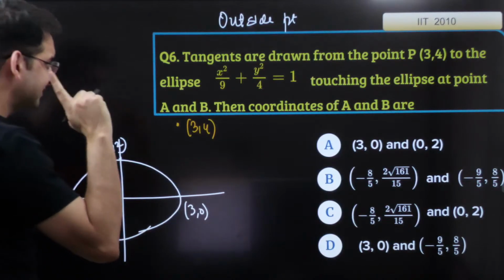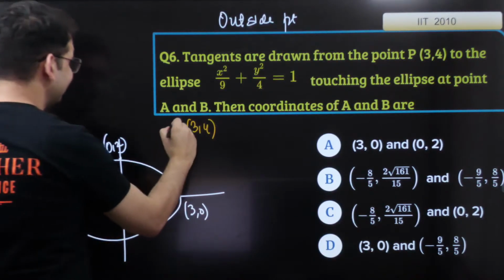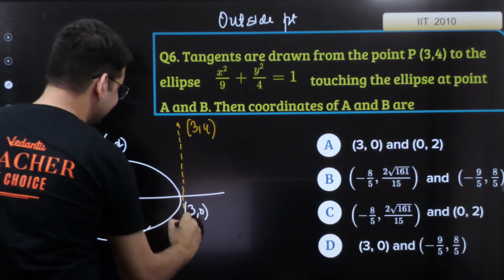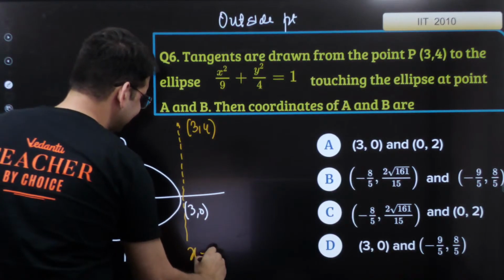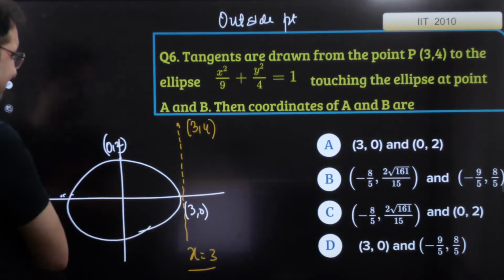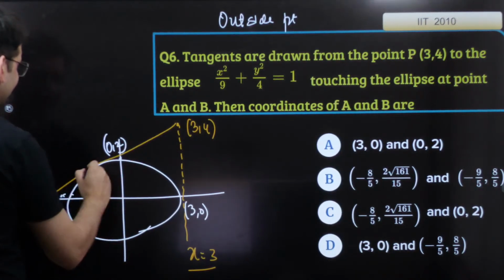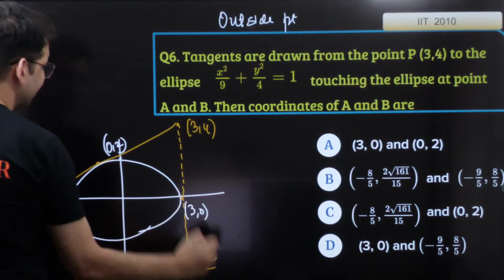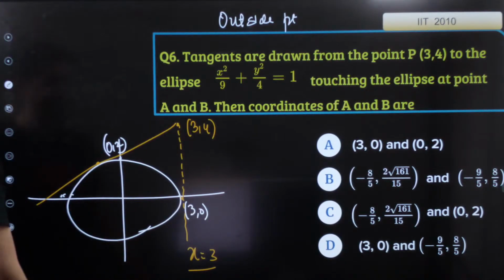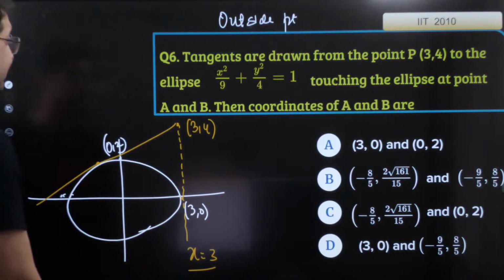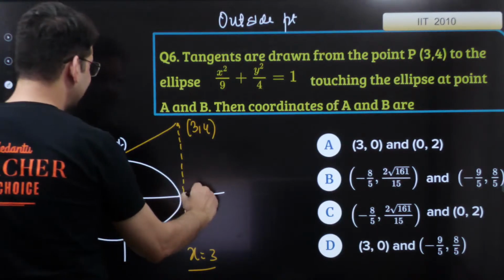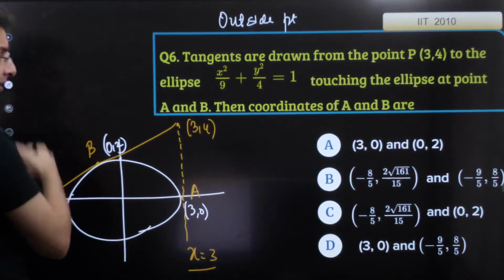Now one stark observation is this is the tangent, vertical. So one of the tangents is x is equal to 3. The other tangent is going to be something like this. So these are going to be two tangents, one tangent, the other tangent, touching the ellipse at points A and B. Let's say this is point A, this is point B. So what are A and B?